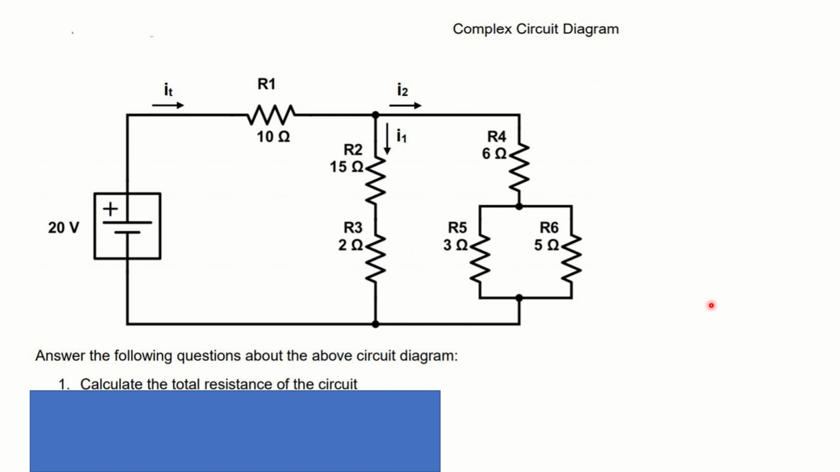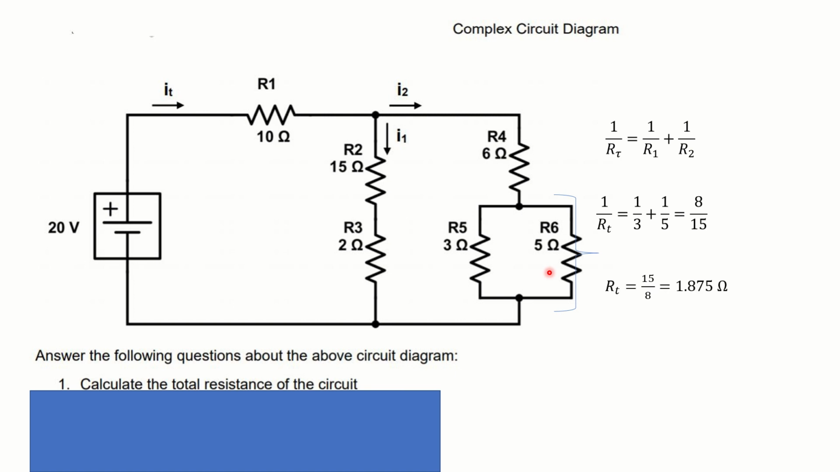When doing this sort of calculation, I usually like to start with what I think of as the innermost section. That's usually the smallest, most complicated section. In that case, that's this right here, R5 and R6. So in order to calculate the total resistance of that section, those are in parallel, so we use our rule for resistances in parallel and just fill in the numbers that we've got.